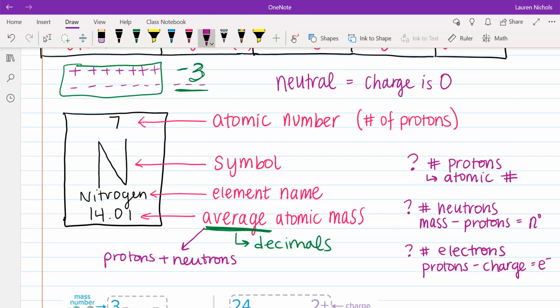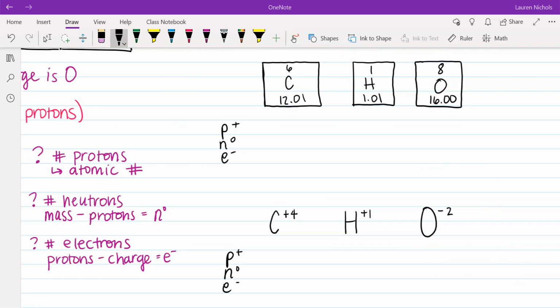And so you always want to use that information when calculating the protons, neutrons, and electrons in a given thing. Let's use these calculations and put them into practice. So I have over here 6 different atoms, and these top rows are all neutral. This means if I want to calculate my protons, remember you always look at the atomic number. So all carbon atoms have 6 protons, all hydrogen atoms have 1 proton, and all oxygen atoms have 8 protons.